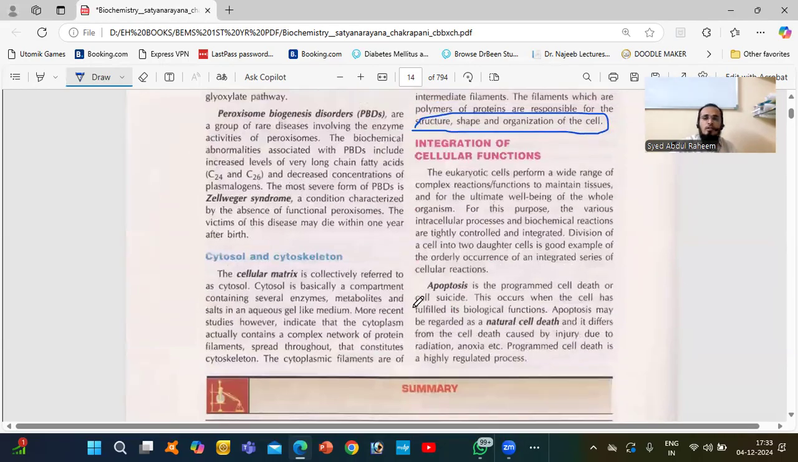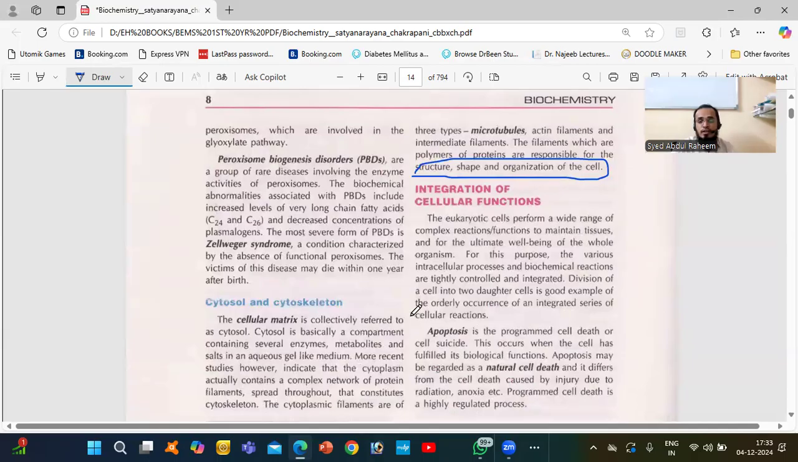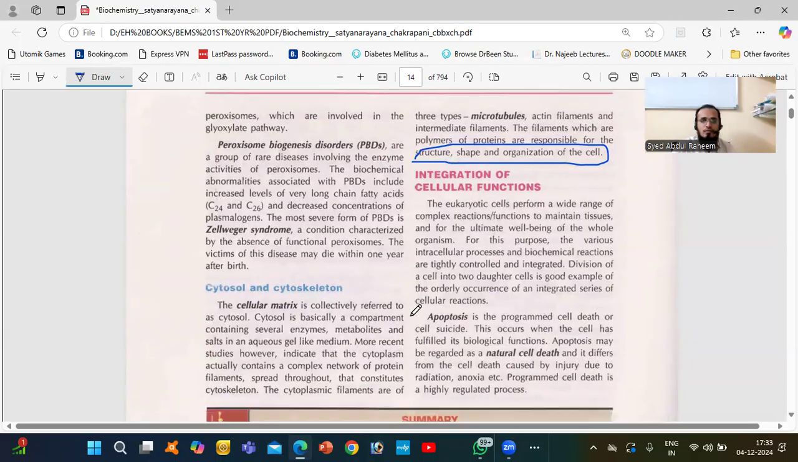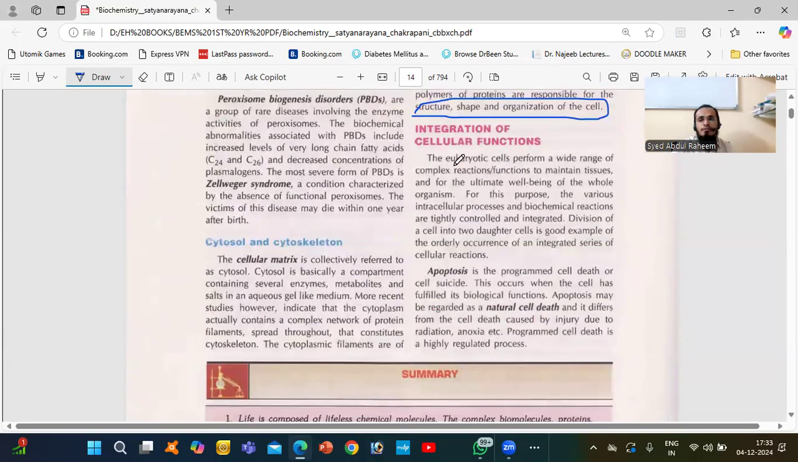Okay, this is all about the organelles present in the cell. Very important: integration of cellular function. The eukaryotic cell performs a wide range of complex reactions because they have a nucleus. You have to remember, like division of cell, growth of the cell, and function of the cell. This will depend upon the eukaryotic cell.